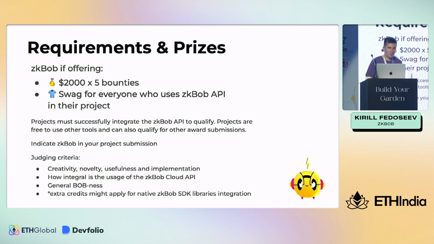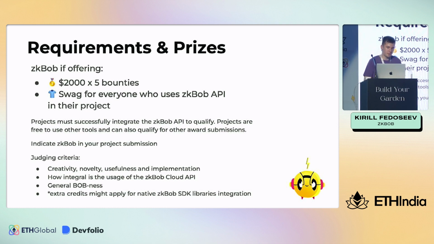So a few words about requirements and prizes. What we are offering is 5 bounties of 2,000 USD equivalent, which will be paid in Bob. Also, feel free to get the swag, which is for everyone who successfully uses the zkBob API in their projects. In order to qualify, the only actual criterion is to just use the zkBob API. You are free to use any other tools and qualify for other sponsor submissions. Please indicate the zkBob project in your final submission as well.